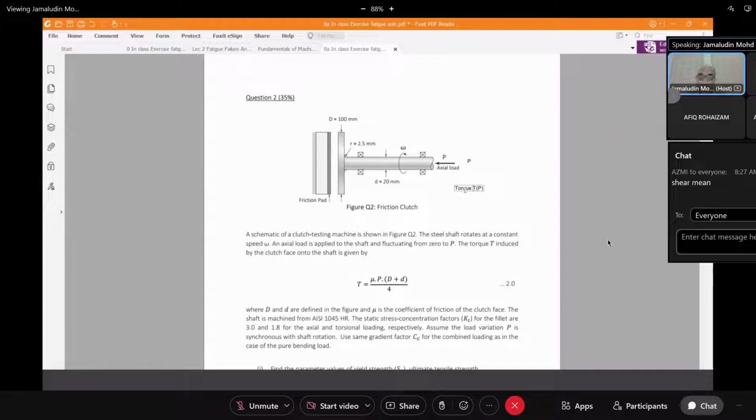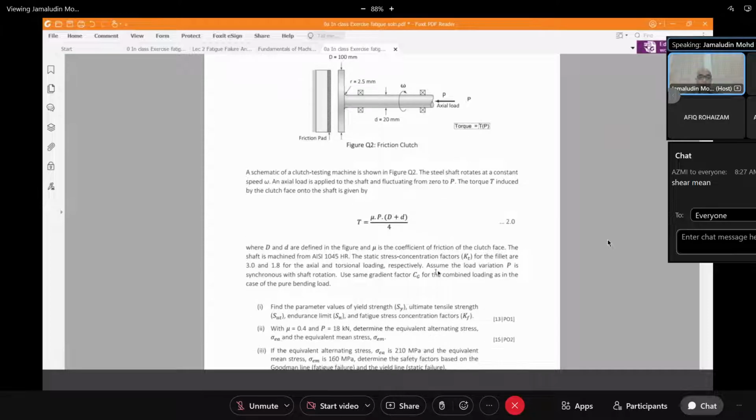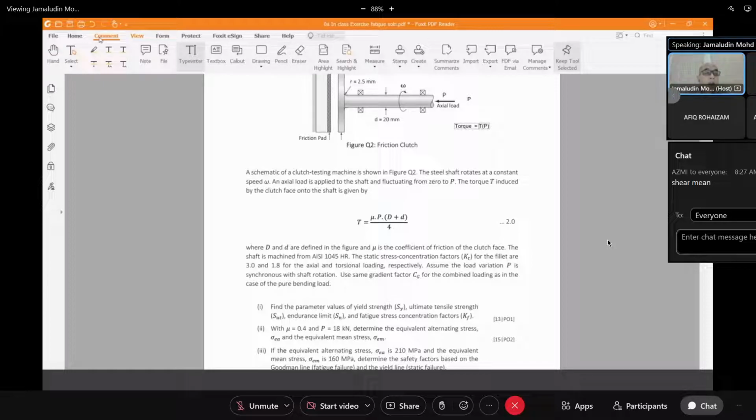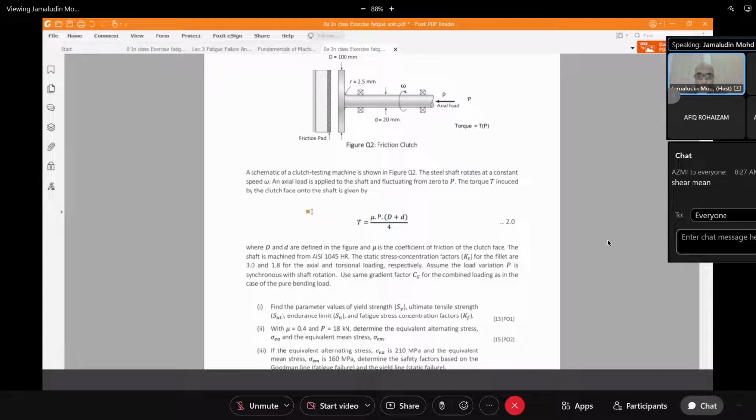Torque equal to torque in function of P. That means you must add the value of P to equation 2.0 there. Then we get the value of D, where the D and D are defined in the figure, and this is the coefficient of friction in the class surface. The shaft is 1045 hot roll. This is for the material.